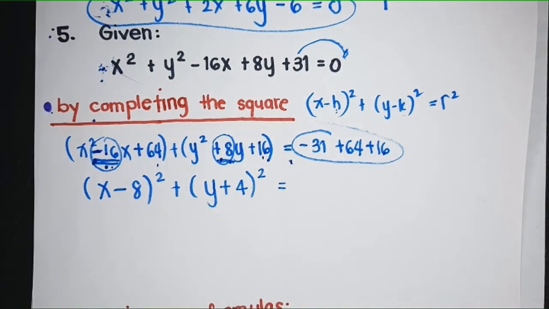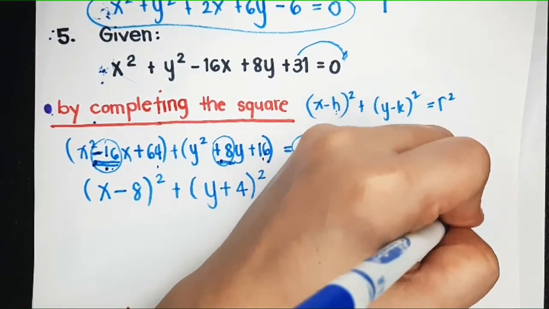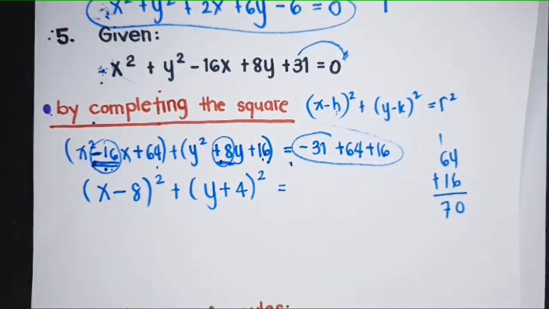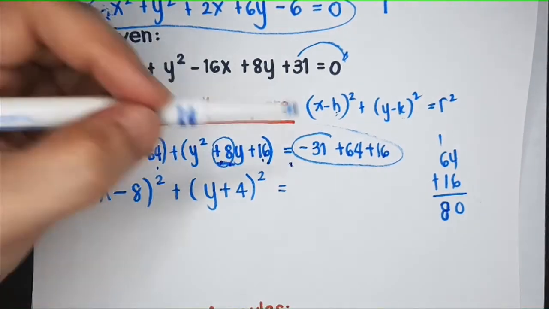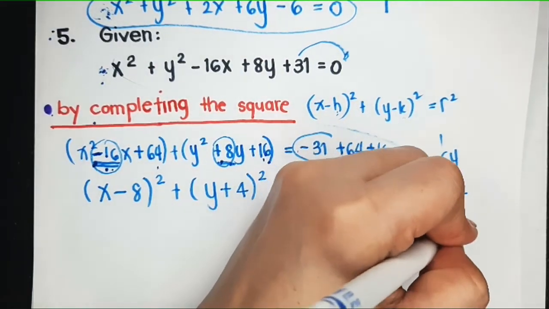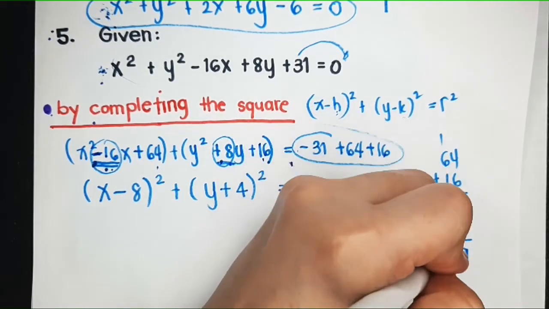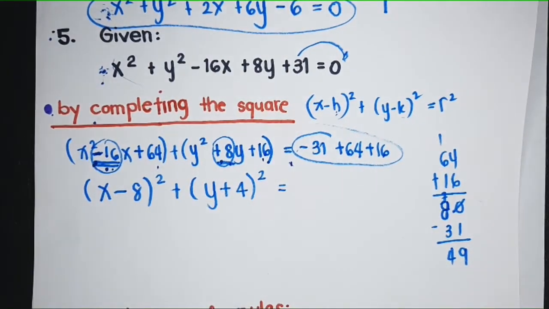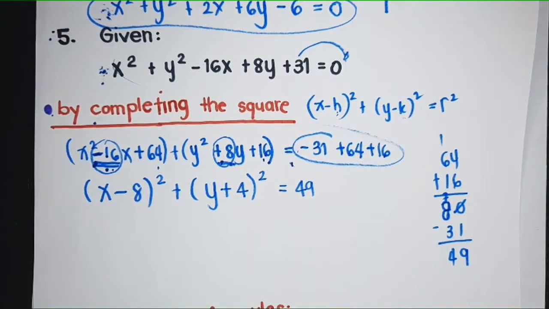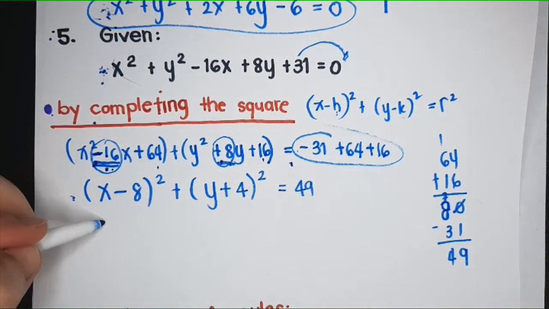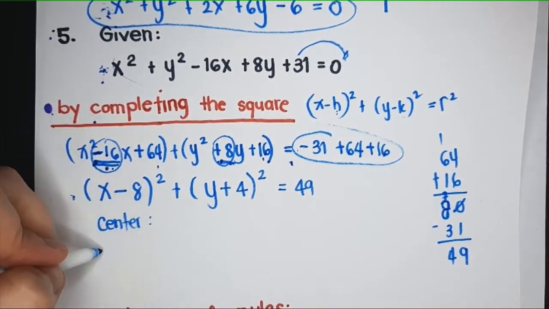what is the answer here? Okay, sige nga dito. 64 plus 16, you will get 80. Right? And then minus 31. Okay? You will get 49. Okay? So, here, 49. Okay? So, from here, we can easily get the center and the radius.